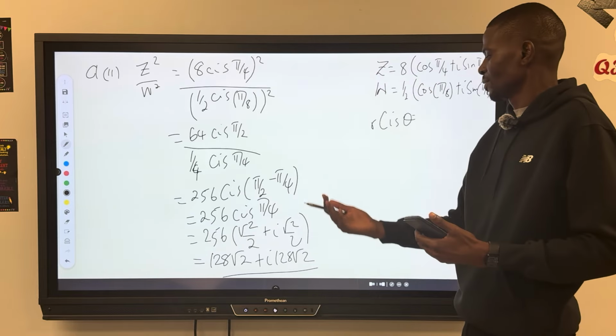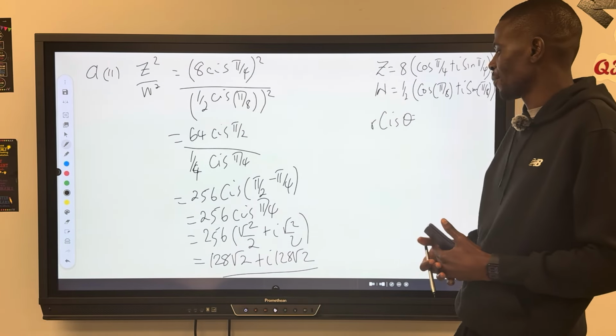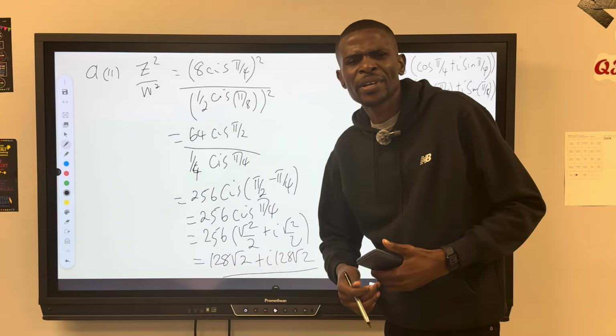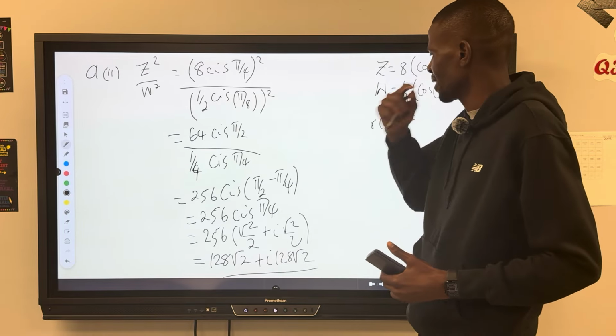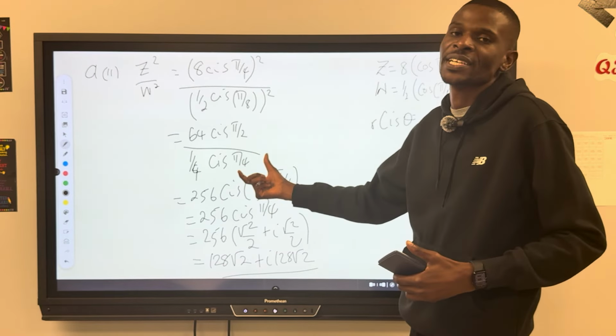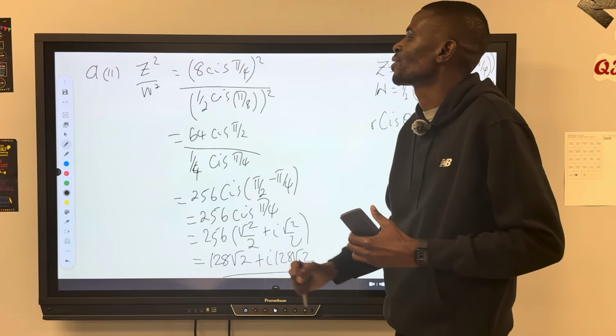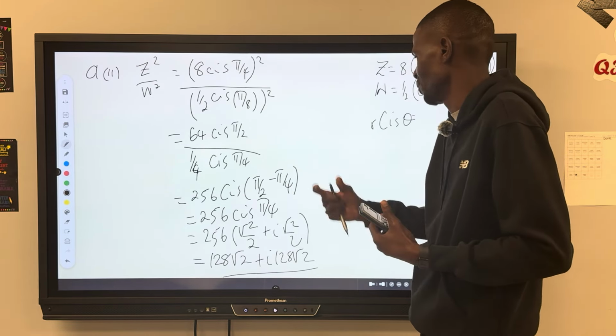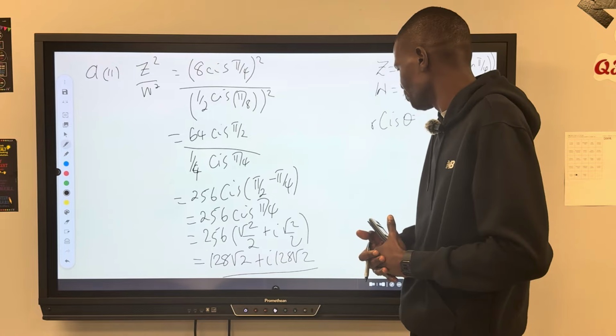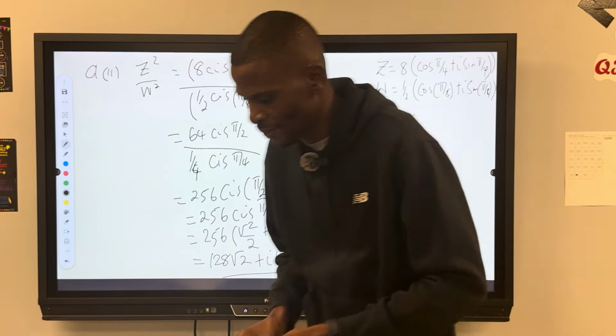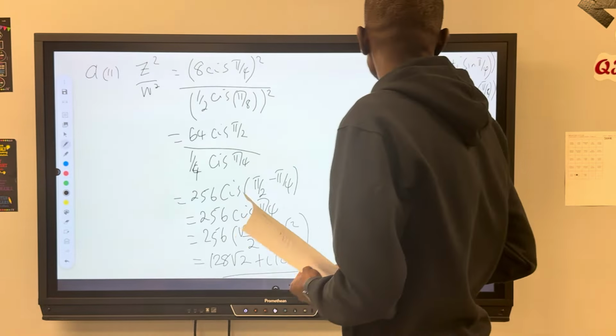So guys, that's how we find z squared over w squared. What was important here is to subtract the angles. When you're dividing two complex numbers that are expressed in polar form, go ahead and subtract the angles. If you multiply, you sum them up. Okay, now we have the last part.